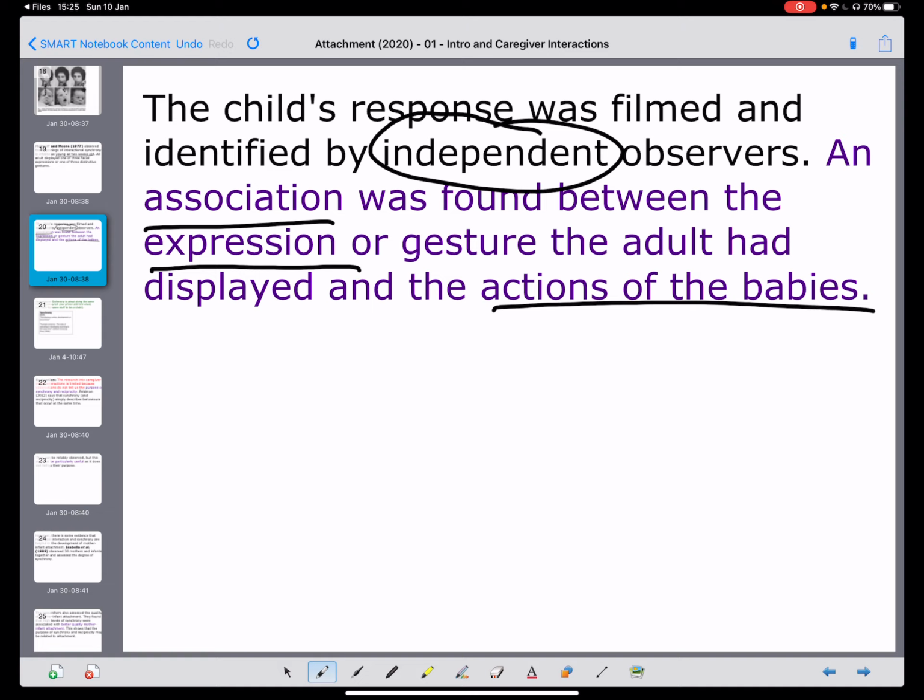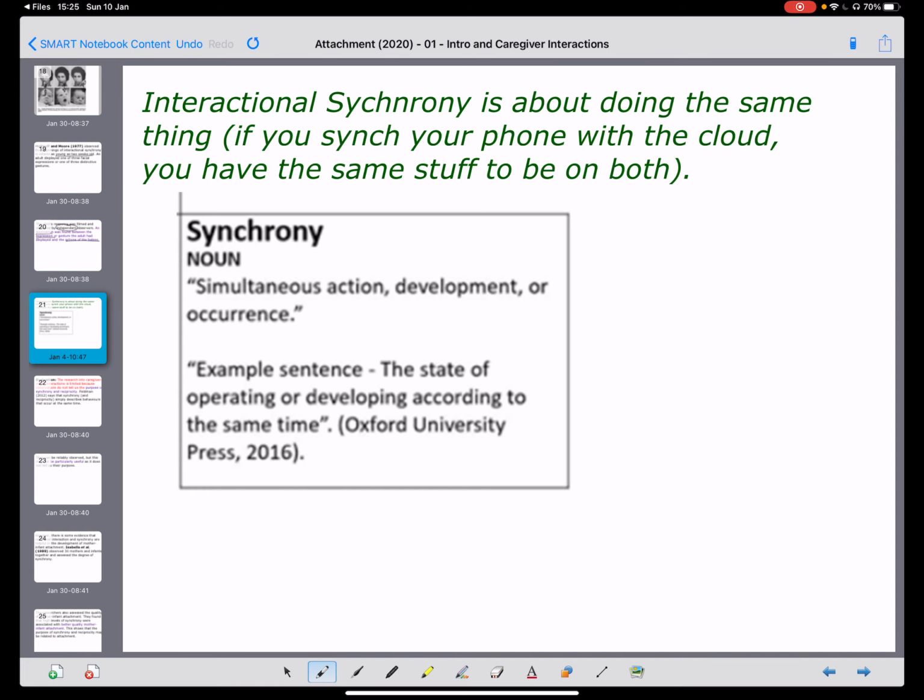I know I haven't gone into too much detail of interactional synchrony. I do feel you should go back to the word again. We see here that synchrony, or to be in sync with somebody, is simultaneous action. Simultaneous action. It says the state of operating or developing according to the same time. The example is often, for instance, your phone. Many of you might have synced it with the cloud.